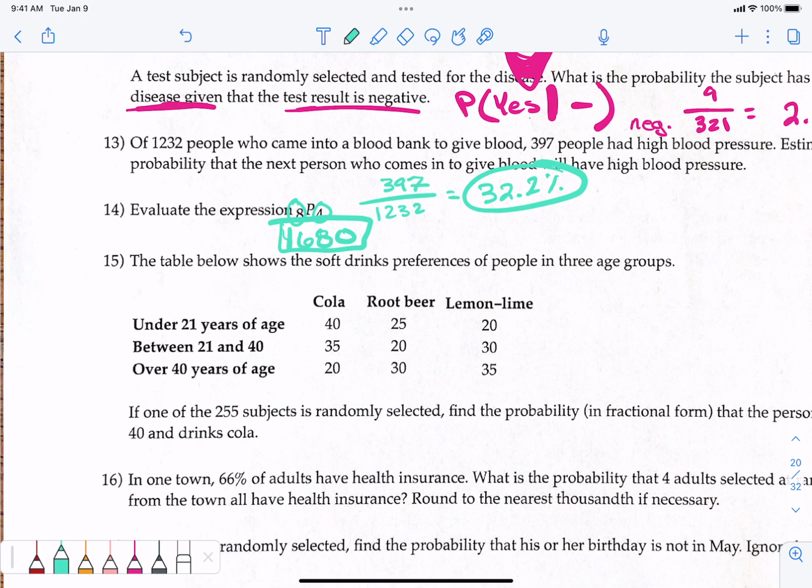Okay? All right, another table, but it's a bigger one. Under 21 years of age, between 21 and 40, over 40 years of age, and then we have different drinks. So Coca-Cola, root beer, lemon lime.